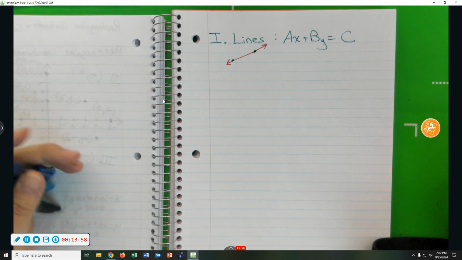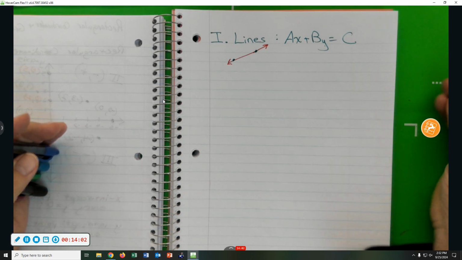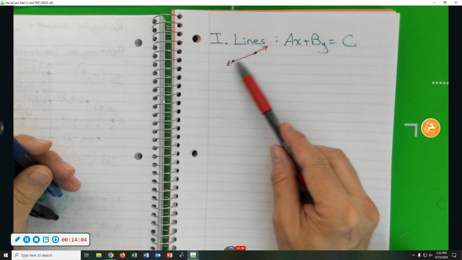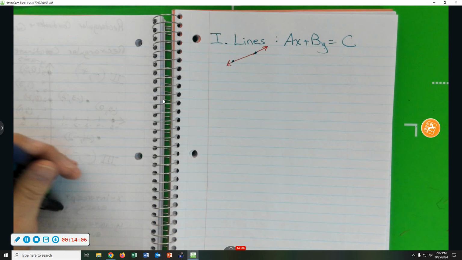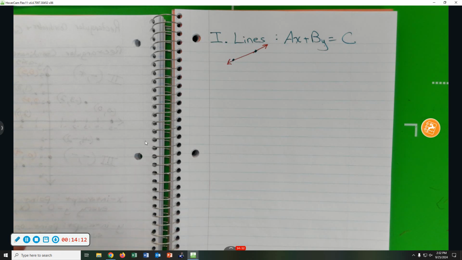But we're going to be using a graphing tool. Yes, but the theory behind it is, we're going to find 2 ordered pairs and then connect them with a line. So let's look at number 1.